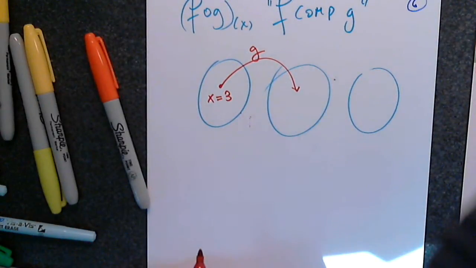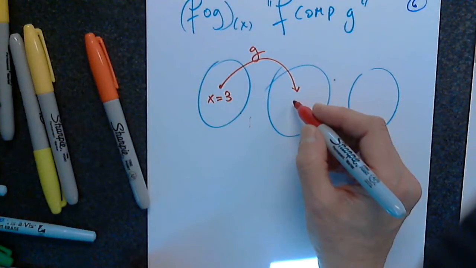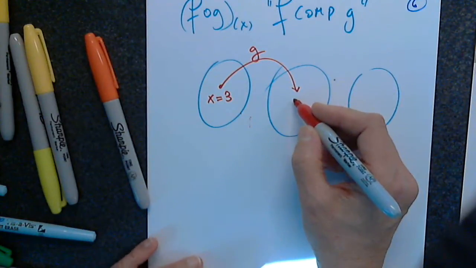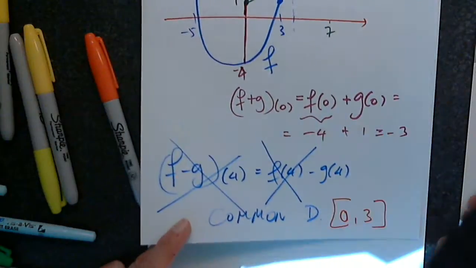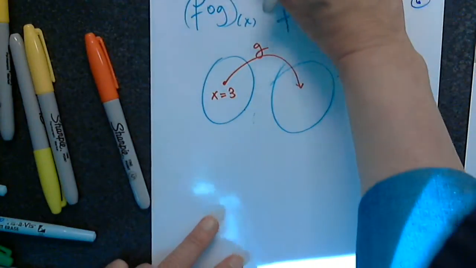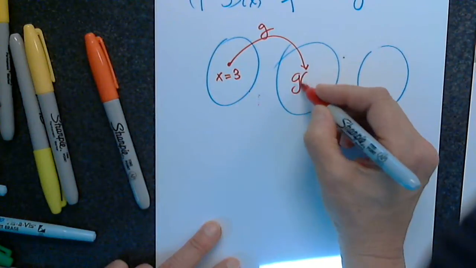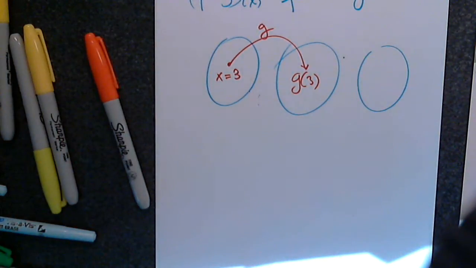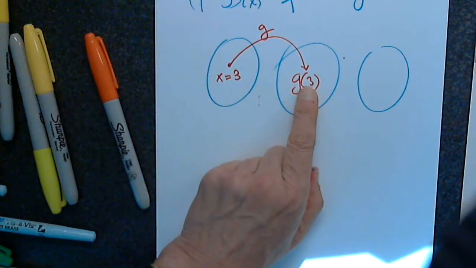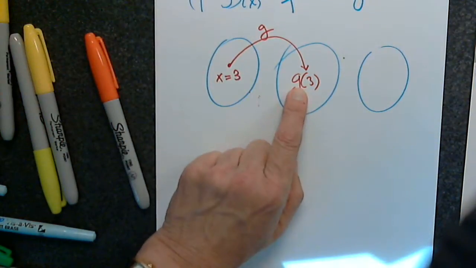What do I get? When I plug in 3 in g, what do I get? What did we do here? F plus g of 0, we said f of 0 plus g of 0. So now I'm telling you that g is applied to 3. What do we get? Of course, that's what we get. I don't know what number that is, I don't care. But what do you think we're going to apply to this number now? So we apply the inner function, and we got g of 3.